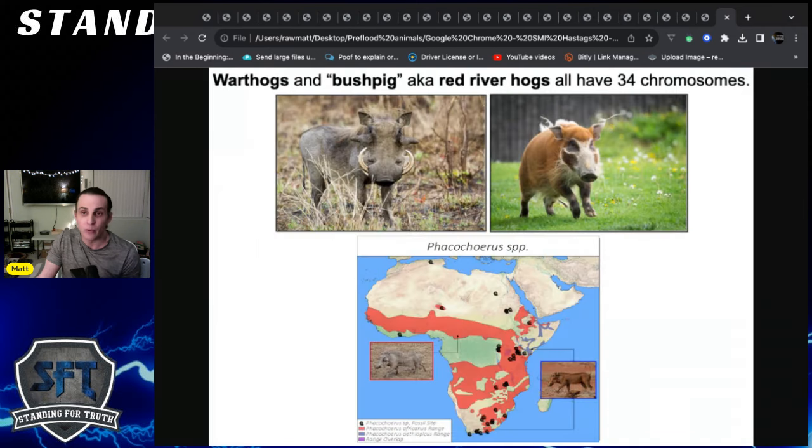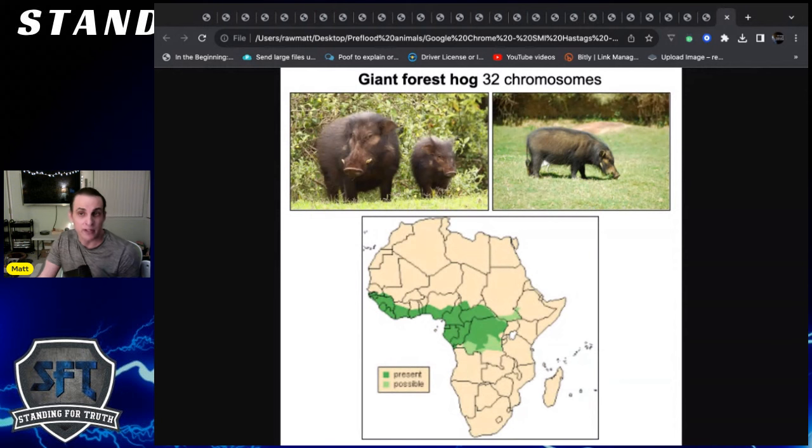And that is what we see when we look at the next species, the bush pig or red river hog. They have 34 chromosomes, and they're only found in middle Africa. And they start to head down south a bit. Kind of like humans, right? They don't live up here. This is the desert now. So they got trapped in there as well. And then the next species with the least amount of chromosomes would be the giant forest hog. And it is only down here in this region of Africa. And it has the least amount of chromosomes.